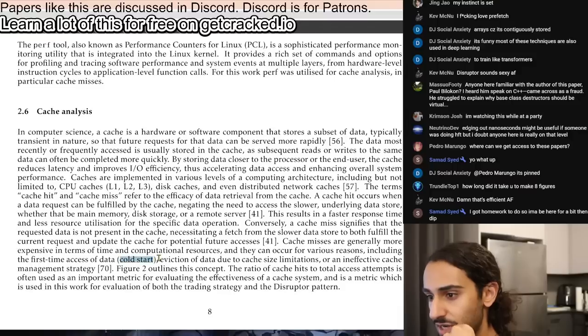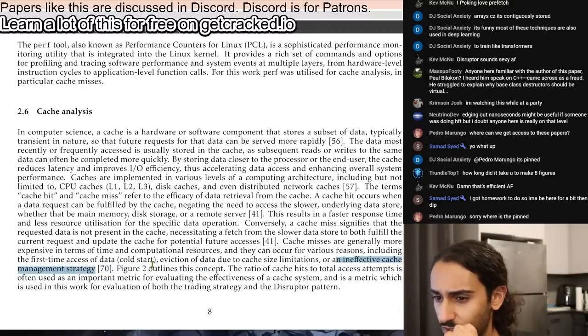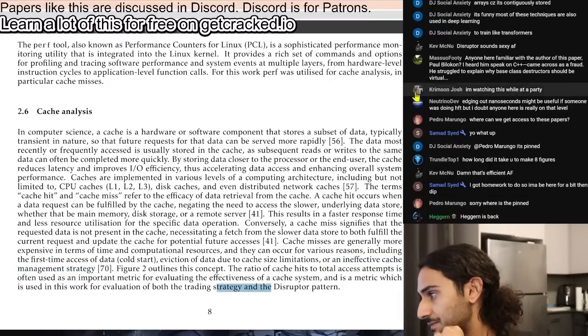There is compulsory, there is capacity, and there is conflict. That's ineffective cache management strategy. That's conflict. Figure 2 outlines this concept. The ratio of cache hits to total access attempts is often used as an important metric for evaluating the effectiveness of a cache system, and is a metric which is used to work on evaluation of both trading strategy and the disruptor pattern.